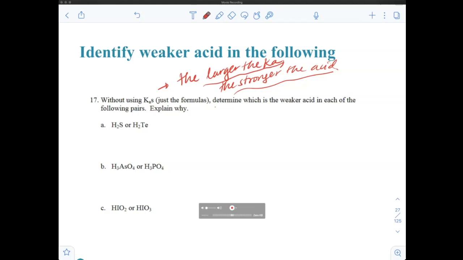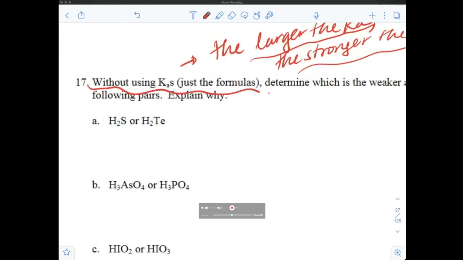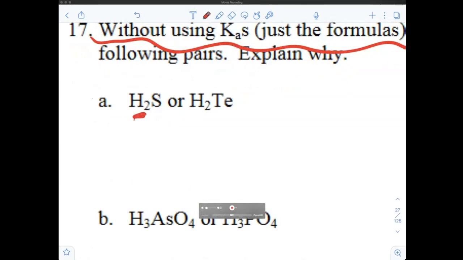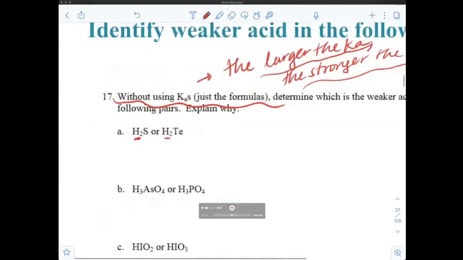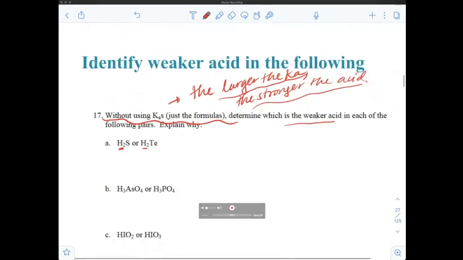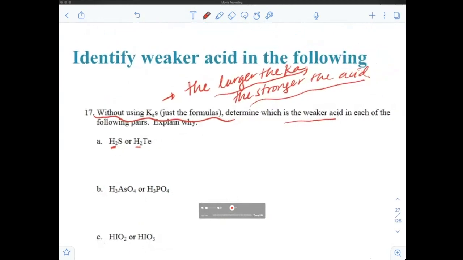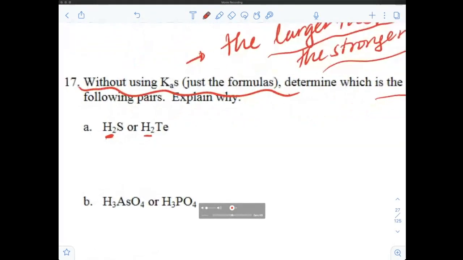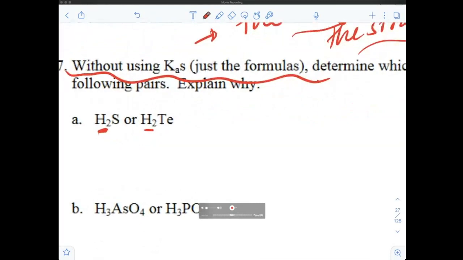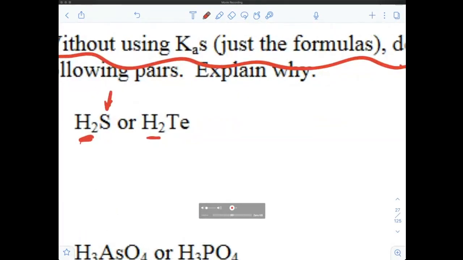Like you've tried the rules, they aren't working, then use the Ka. If you jump to the Ka all the time and it's not given to you, you won't be able to answer questions on the exam, right? So since they said don't use the Ka, you're going to use the rules. Looking at these two right here, the number of hydrogens are the same, okay? And they want us to find the weaker acid. Since the hydrogens are the same, what is different here is the central atom, sulfur and tellurium.